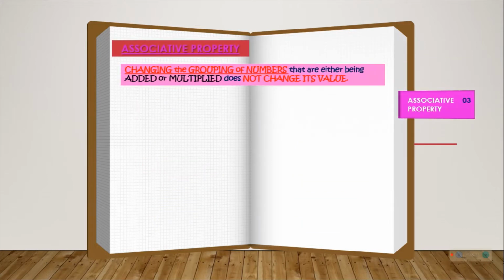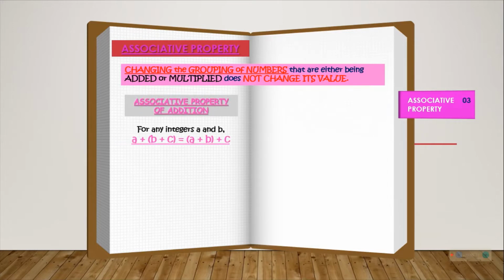Number 3, associative property. Changing the grouping of numbers that are either being added or multiplied does not change its value. In addition, for any integers a, b, and c, a plus b plus c. So kung makikita ninyo dito, sa first natin, ang magkagrupo ay si b and c. And then after the equal sign, ang magkagrupo naman ay si a plus b. So nag-change lang ng group.